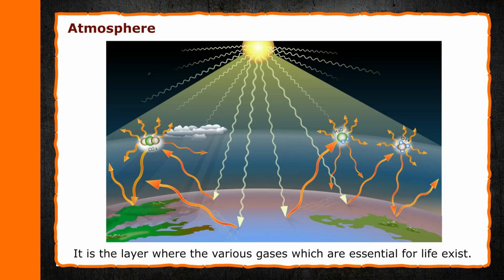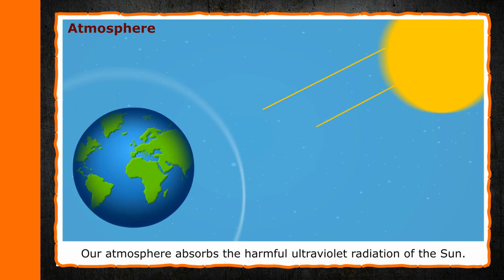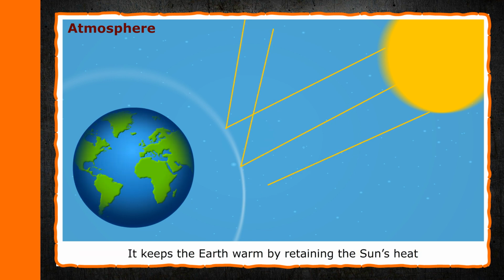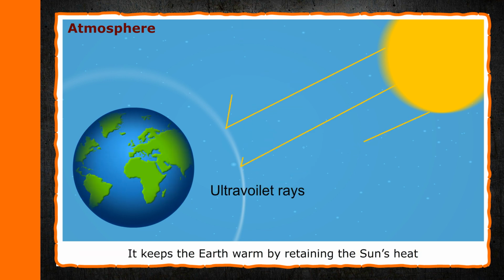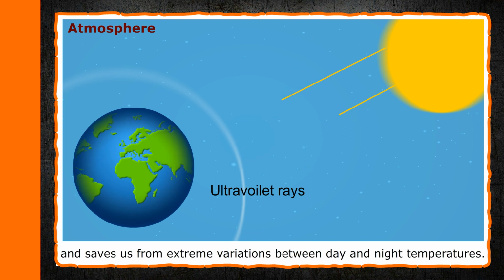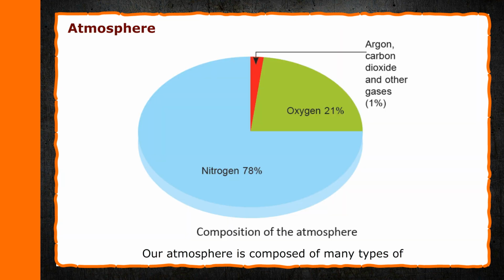Atmosphere. It is the layer where the various gases which are essential for life exist. Our atmosphere absorbs the harmful ultraviolet radiation of the sun. It keeps the earth warm by retaining the sun's heat and saves us from extreme variations between day and night temperatures. Our atmosphere is composed of many types of gases as shown in the picture.